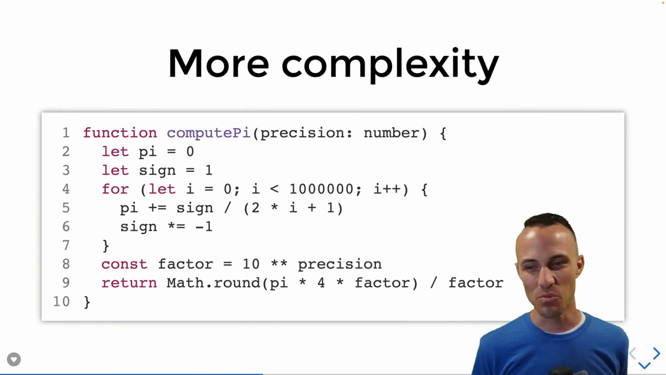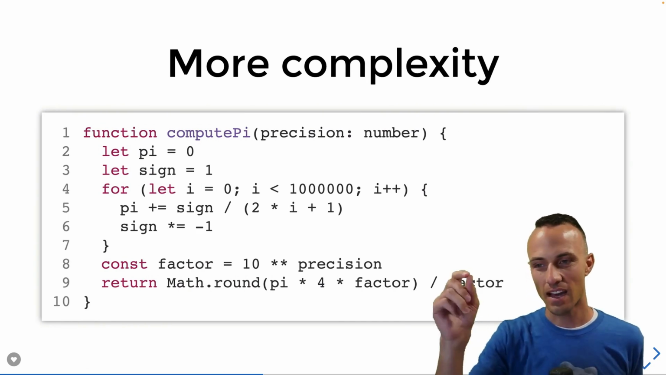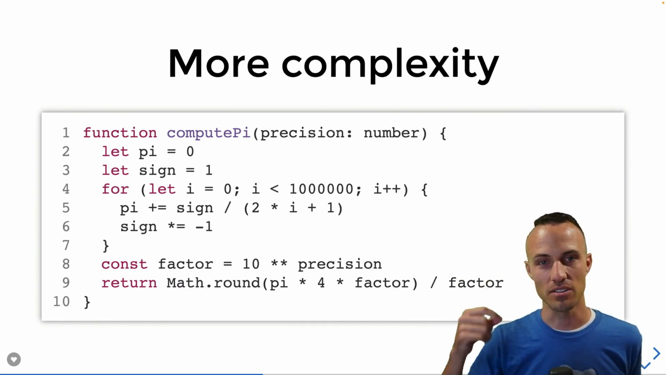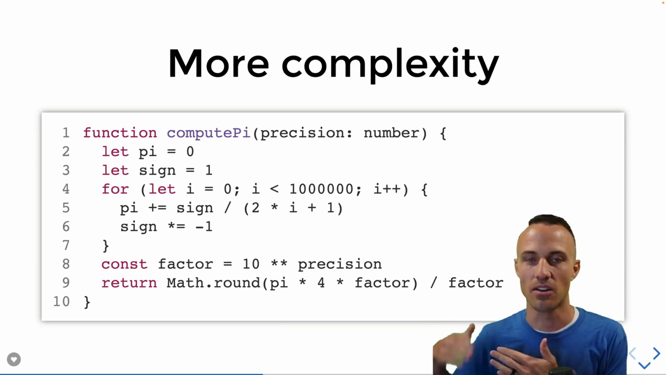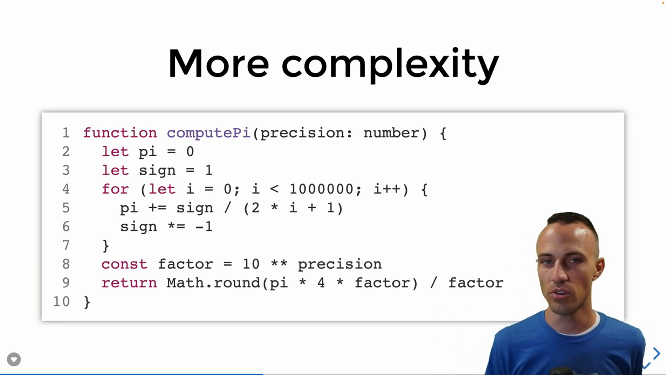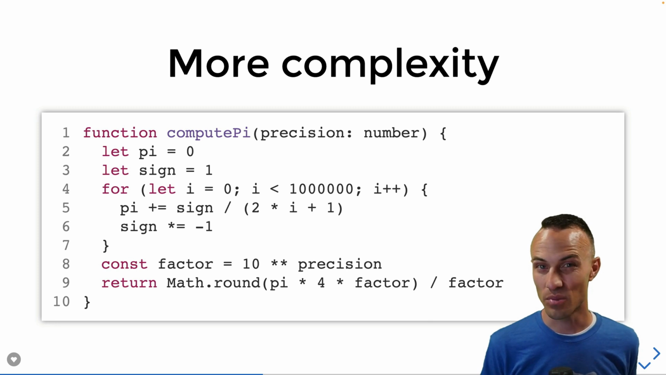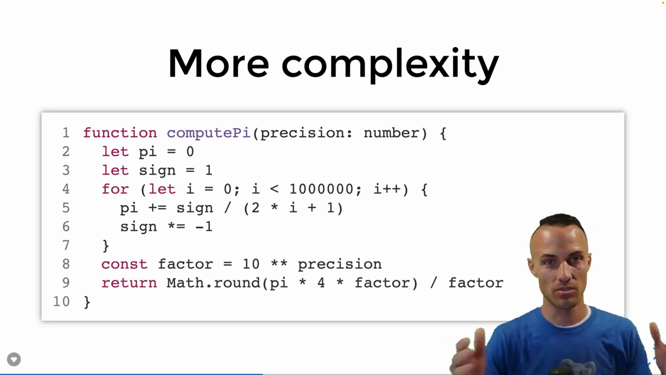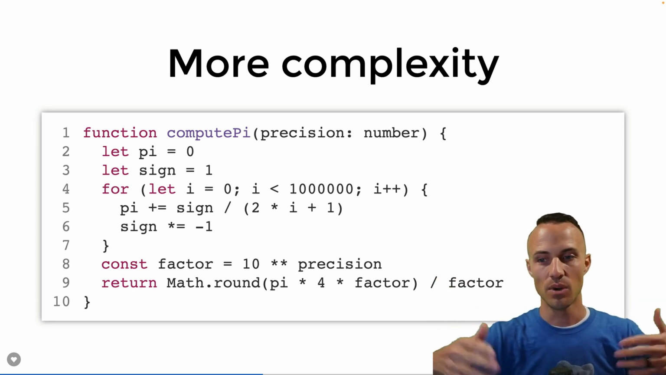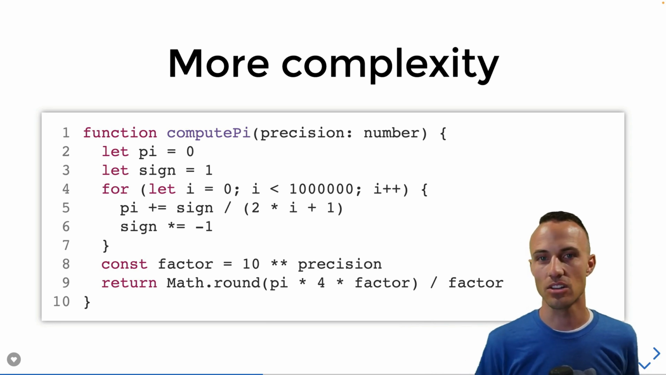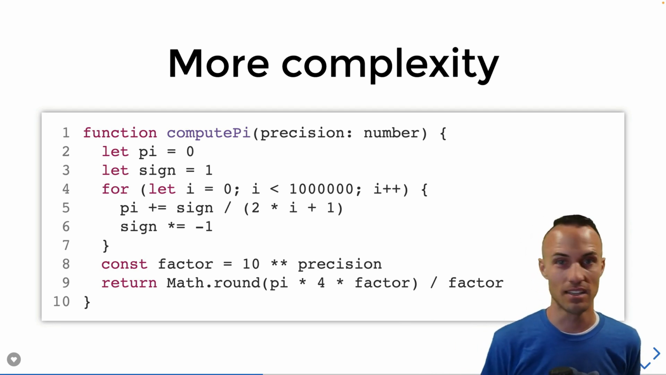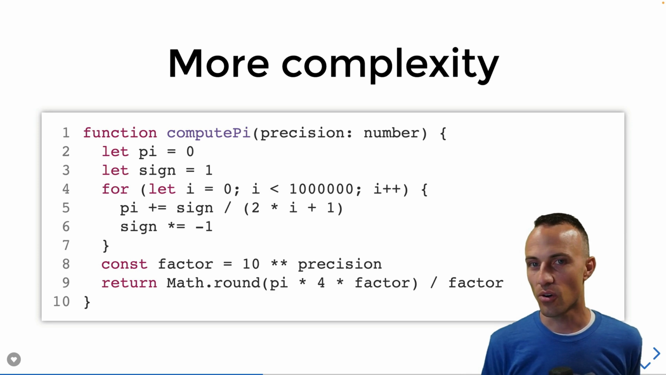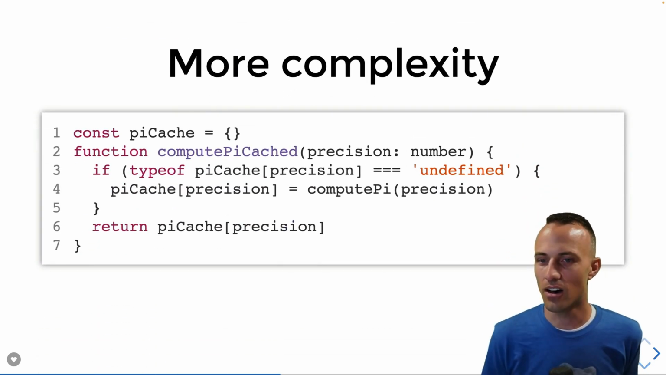So let's look at a little bit more complex example. Let's add a precision argument where people can specify how many decimal places out on pi we want to compute. So this adds quite a bit of complexity because before we had a hard-coded amount, but now people can change the precision as much as they like. And so we have to change our caching strategy a little bit. And it's not all that bad.